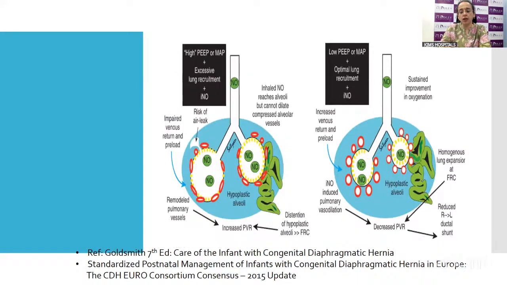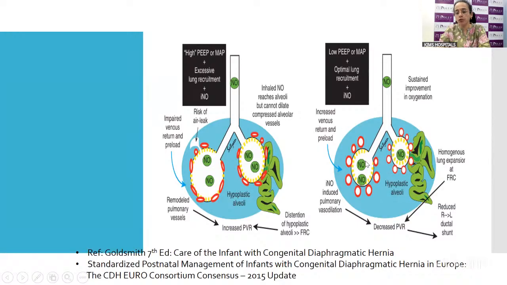So coming to the physiology of low PEEP, if we are delivering a high PEEP or MAP to a baby with CDH with excessive lung recruitment and iNO, here you can see that inhaled nitric oxide reaches the alveoli but cannot dilate the compressed alveolar vessels. This is because of the high PEEP which we are delivering, thereby causing distension of the hypoplastic alveoli, which then causes increased PVR, with impaired venous return and preload. So the optimal approach will be low PEEP or MAP with optimal lung recruitment plus iNO.